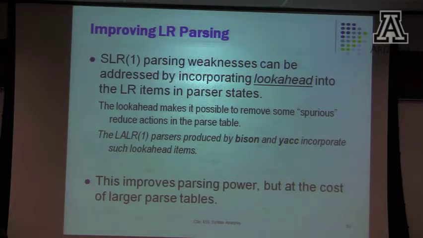I'm not going to go into the details of that because we could chase this till the cows come home. I'm just going to mention that the way you deal with the main weakness of SLR1 parsing is that each item now has an additional component, which is a lookahead token. These are now called LR1 items, because the items have one token lookahead.